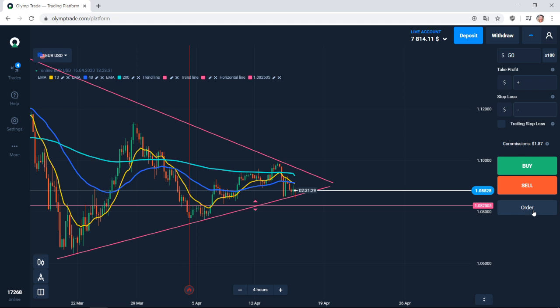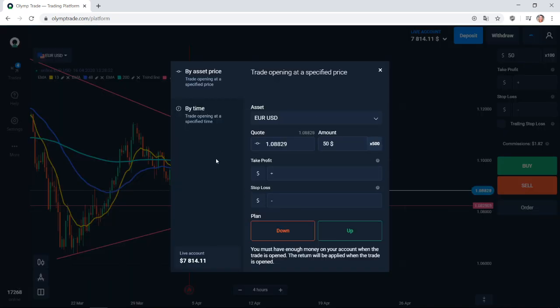So if I click on order, I believe that the price will go down, but I want to wait for a confirmation. So I would choose by asset price, and right here I would change it to this price, 08 2505. I'm going to use the same $50 and minimum multiplier, so actually I'll use the 100 multiplier.